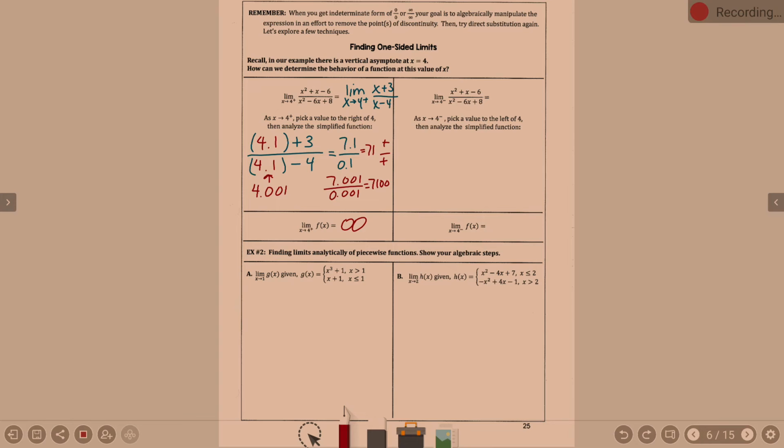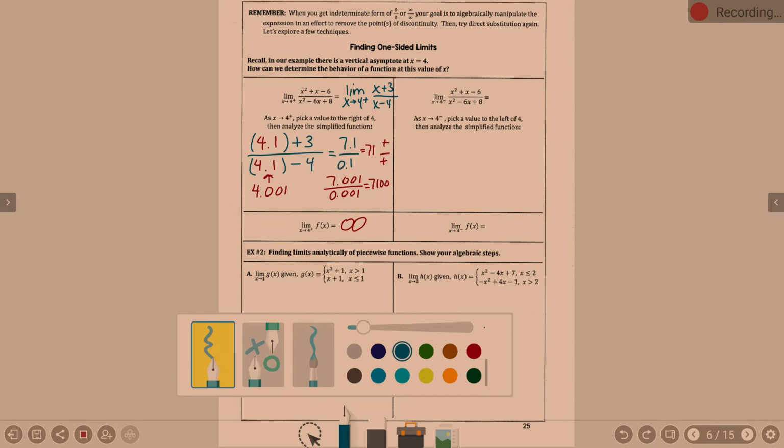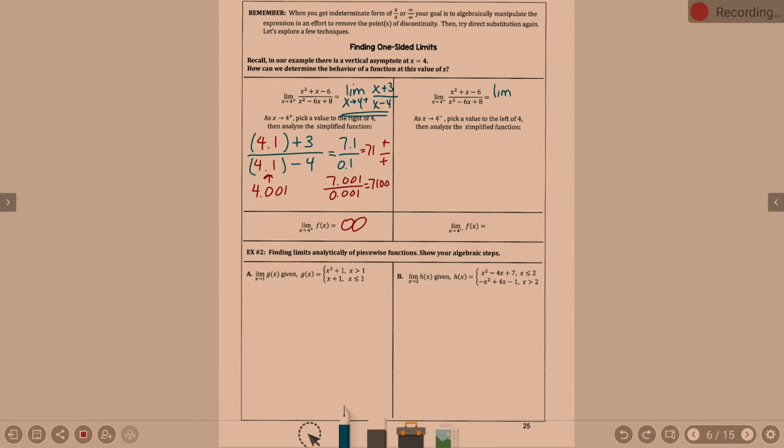There's a lot more decimal places we could put in there if you want to get technical. Now, what happens as we approach from the left? And again, we're going to use that simplified version, right? So we're going to use the limit as x approaches 4 from the left of x plus 3 over x minus 4. We're not redoing the work. We're just using the same work we had.